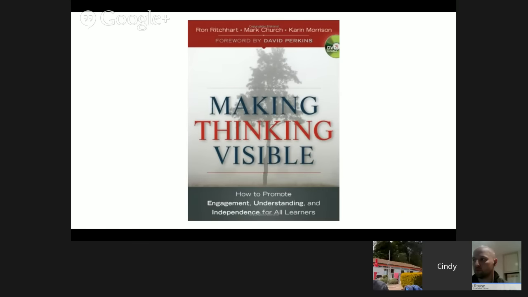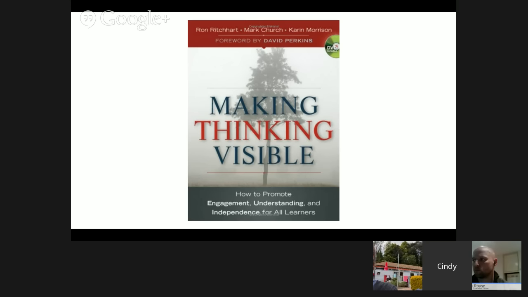So that led us to this book called Making Thinking Visible, because when I was talking to him, he said to me, you know, I don't get these really rich reflections that I hear that other teachers are getting their students to draw out of them. He goes, I want to know how to do that better. So we read this book together.